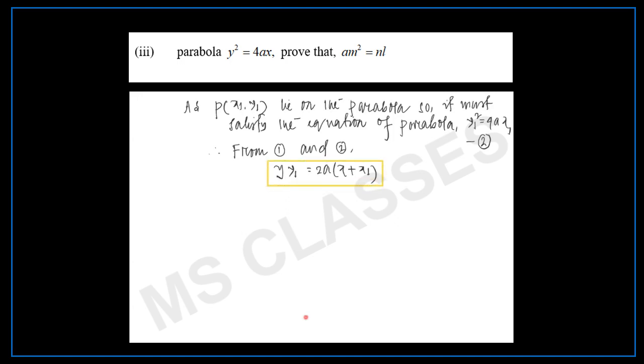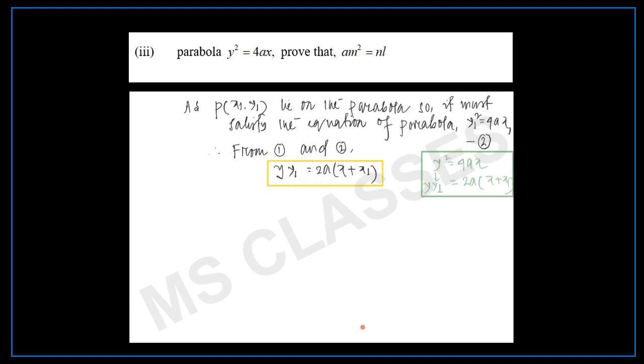Now someone can think of it this way as a shortcut method, but that is applicable only for MCQ. For y square equal to 4ax, you can express y square as y y1, and 2x can be written as x plus x1. That can be applied, but this is only for MCQ sums, not for the proper sums which you have to do in the board exam.